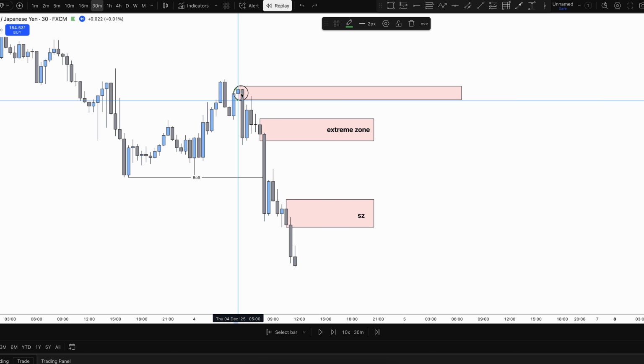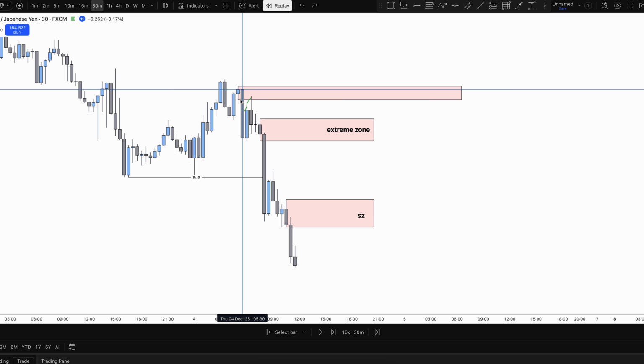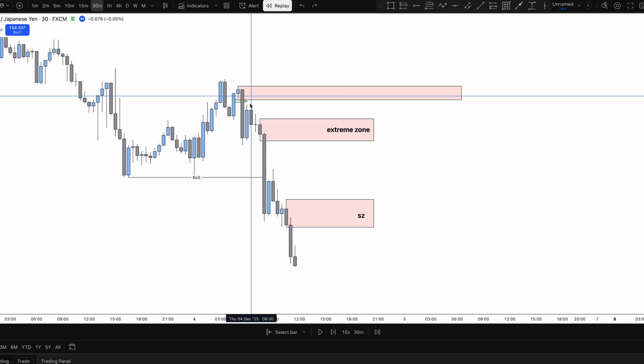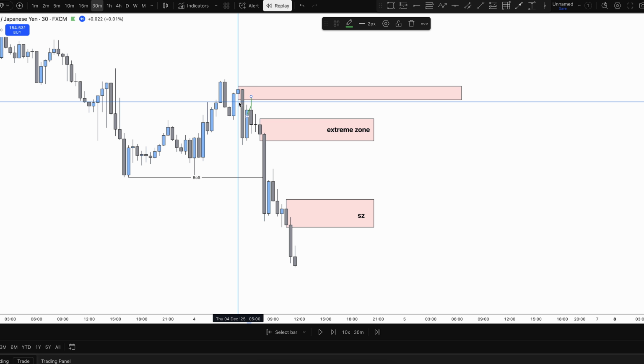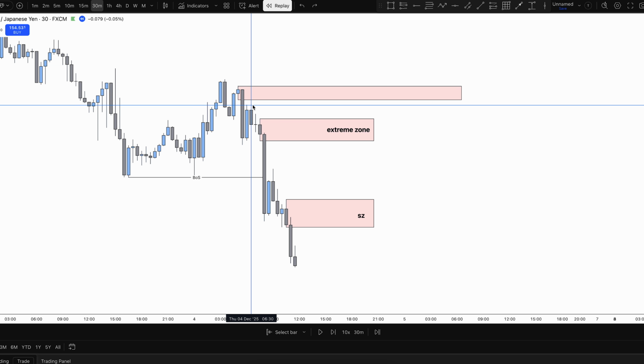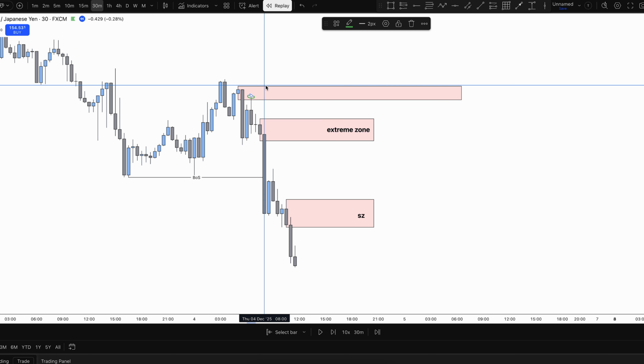So we created supply, we had an impulsive move away, but then the market came back through and we see this wick here. So from this candle and this candle, the wick fills the open impulse that was created. And that would be where the imbalance was. So once this wick has returned to hit this area, there is no longer any imbalance in this supply, okay?